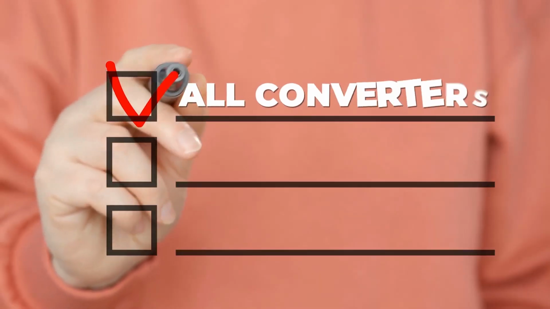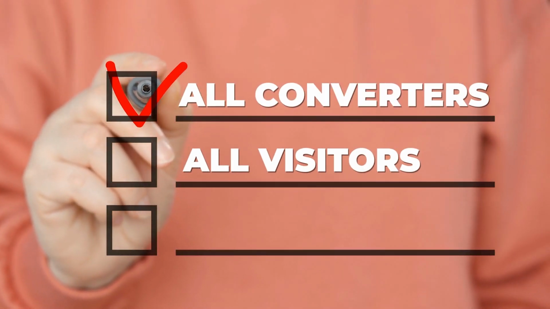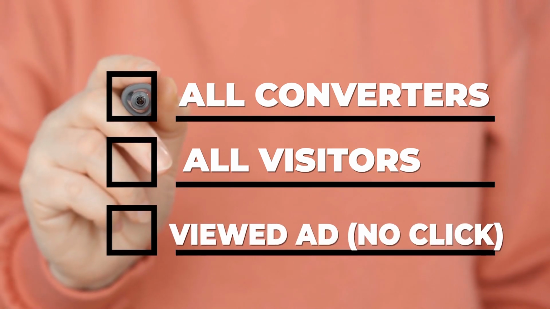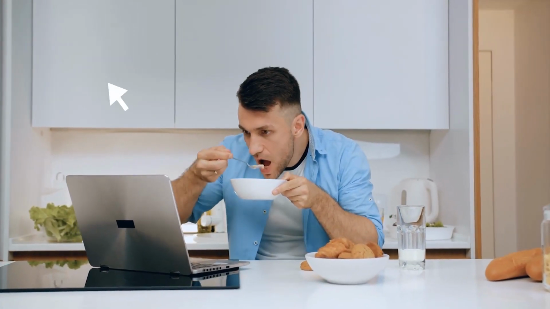People that have visited a specific page, you may not want to target them either. It really depends. So those are the ones that you typically exclude: all converters, all visitors. Maybe you want to do a viewed ad, no-click campaign. You can use the YouTube user-generated audience that you create, people who viewed an ad in the last 30 days but didn't click. In that case, you would add them to the exclusion, all visitors, all converters, and you can add all of these exclusions within that campaign.